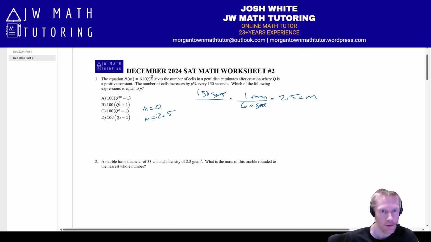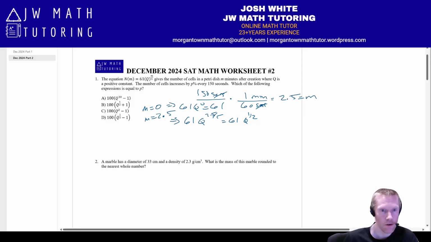So if we do that and plug in 0 for m, notice you're just going to get 61 times q to the 0, but any number raised to the 0 power is just 1, so this is really just equal to 61. And then for 2.5, you're just going to get 61q to the 2.5 over 5, which you would simplify to q to the 1/2.